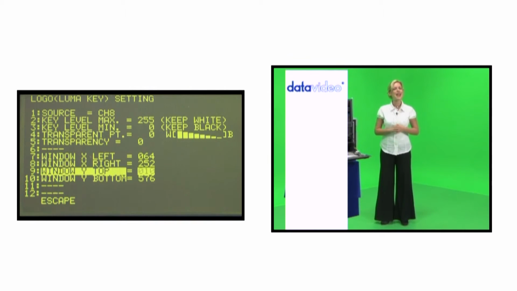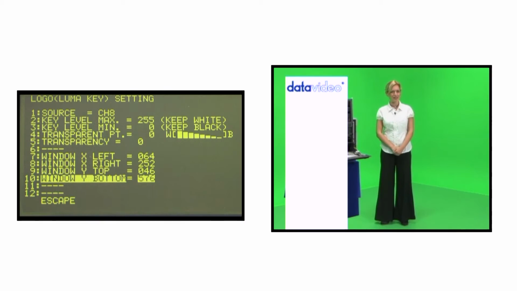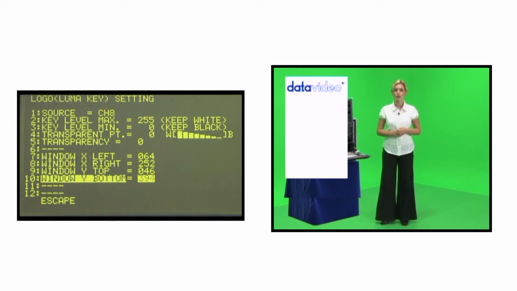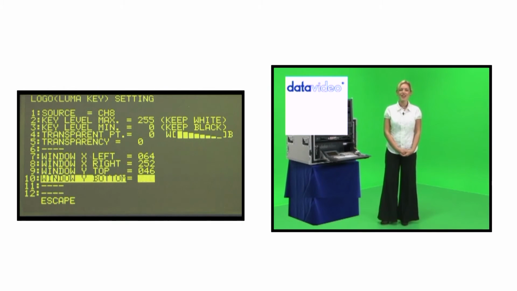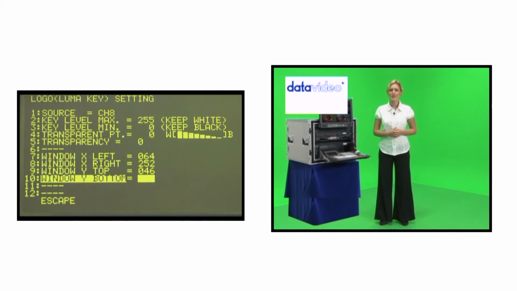3. Move the cursor to Window Y Top. This function will move the display with range from 0 to 576. We will choose 46. 4. Similarly, continue to adjust Window Y Bottom. This function moves the display area between the value of 576 to 0. We will set it as 112. Now you can see that the Datavideo image's horizontal and vertical position has been set up.